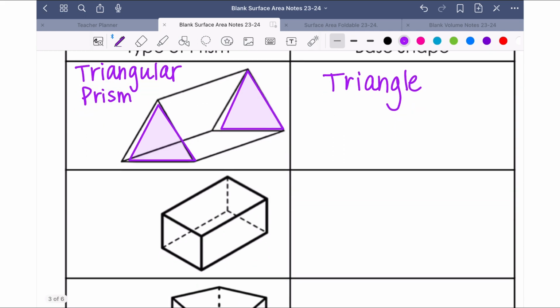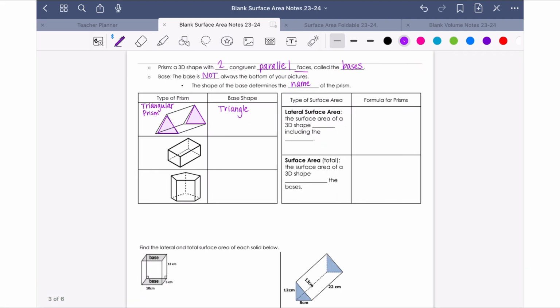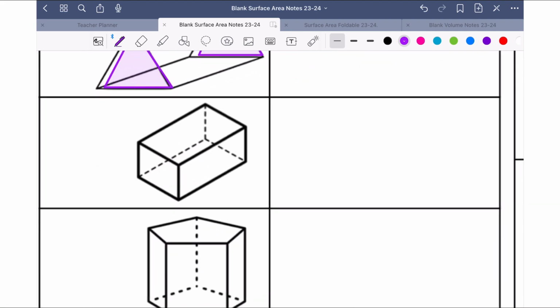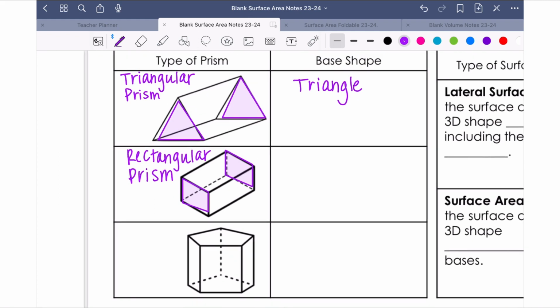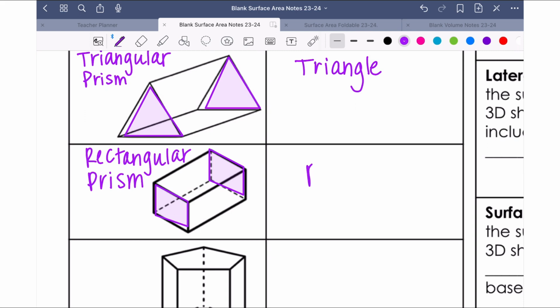Now, the next one is a rectangular prism, because it has rectangles here. Here's one, here's another. Okay, so this is called a rectangular prism. All right. And what shape is this base? It is a rectangle.